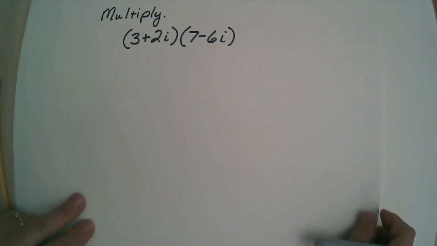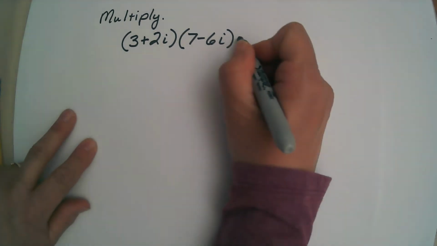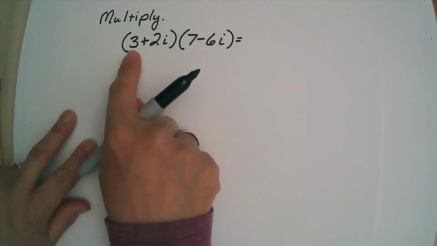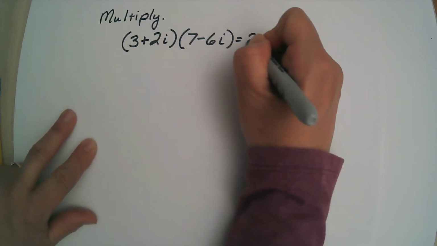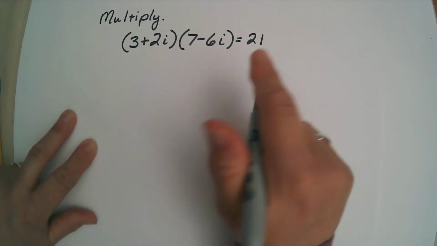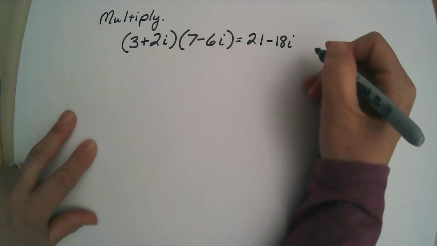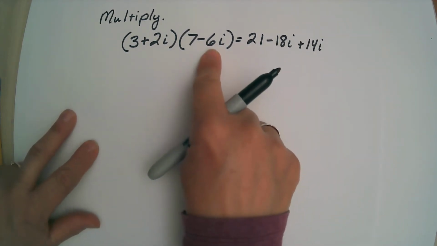Let's move on to multiplication. Multiplying complex numbers feels a lot like multiplying binomials together. It feels a lot like FOILing them out. We do that same process. So we multiply the real part, the 3 and the 7 together, and the 3 times the negative 6i, and the 2i times 7, and the 2i times negative 6i.